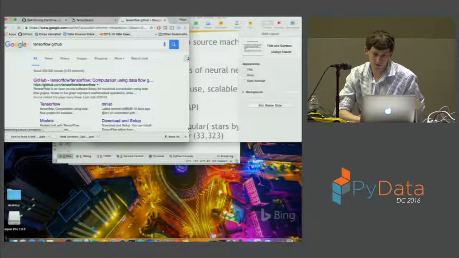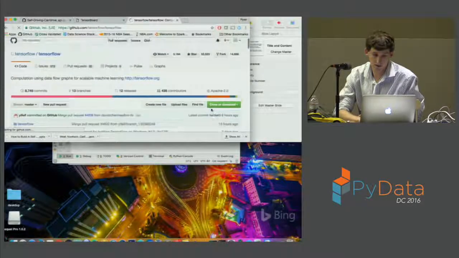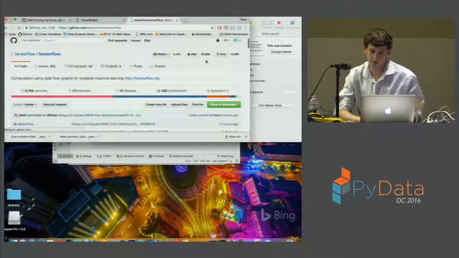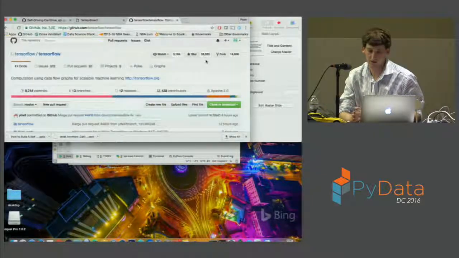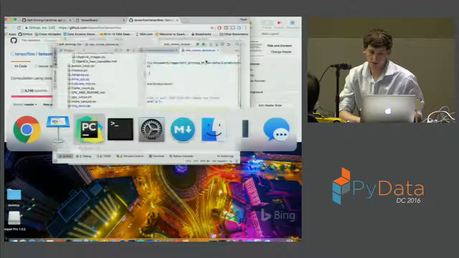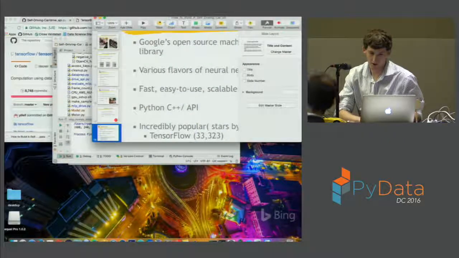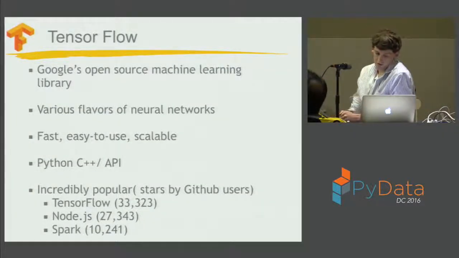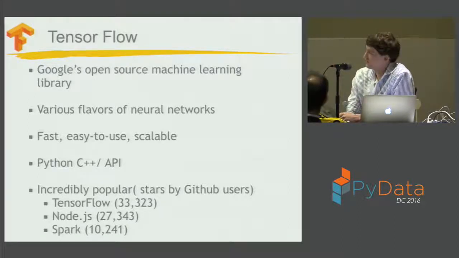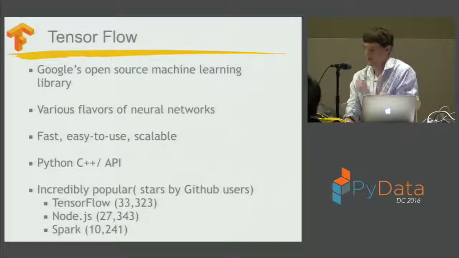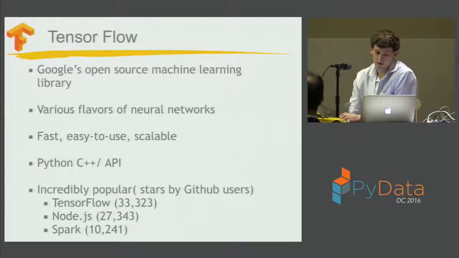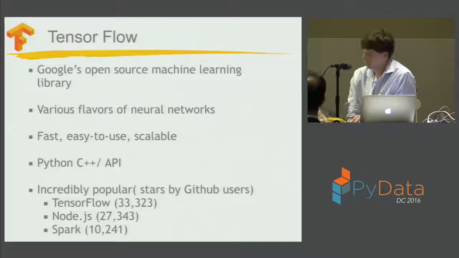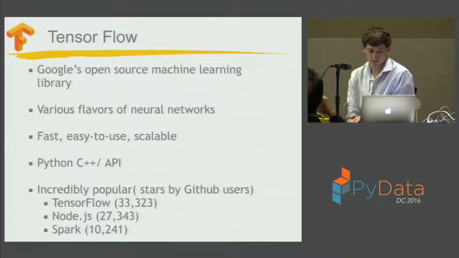So TensorFlow has 33,000. It actually has like 200 more than it did a few days ago. Approximately 33,000 stars. I just looked at some other popular open source projects. I don't know JavaScript at all, but Node.js I've heard is a popular JavaScript framework, and it's 27,000. Apache Spark, which I do know, which is kind of the most popular thing in the big data space, is 10,000. So TensorFlow is incredibly popular, and I recommend you learn it if you're curious about neural networks.